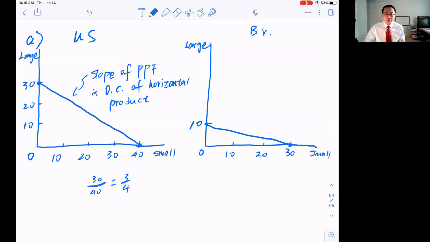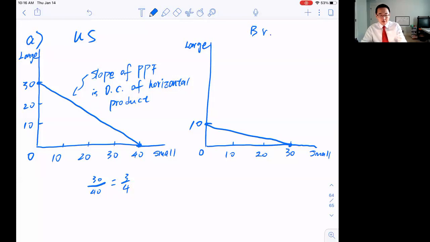So that's what the slope of your PPF tells you. Okay. All right, everybody with me? Okay. And you can also do the inverse of that. So say I had the large planes on the horizontal axis, then it would just be 40 divided by 30. Correct. 40 over 30.